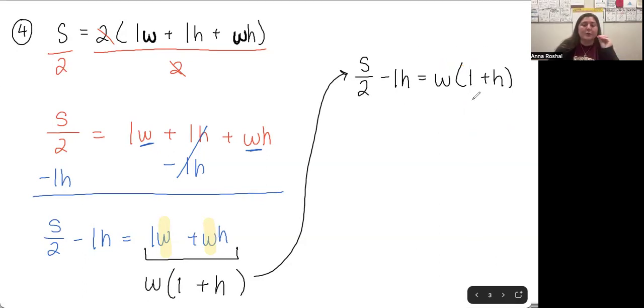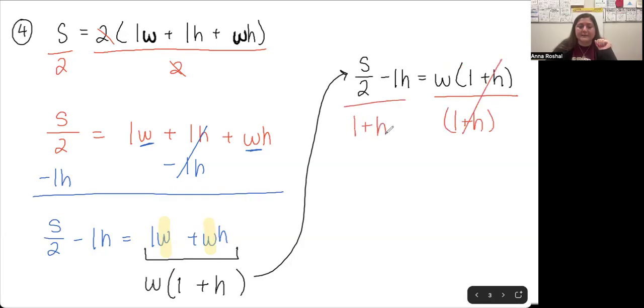In fact, since we're solving for W, we want to get W on its own. Up until now, we've been dividing by the thing outside of the parentheses. Why can't we just divide by the parentheses? Well, in fact, we can. So I'm going to divide both sides by length plus height. Now, this is a little bit of a funky situation.